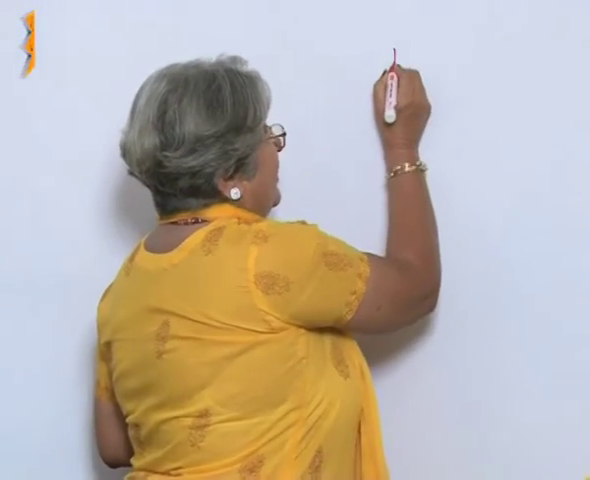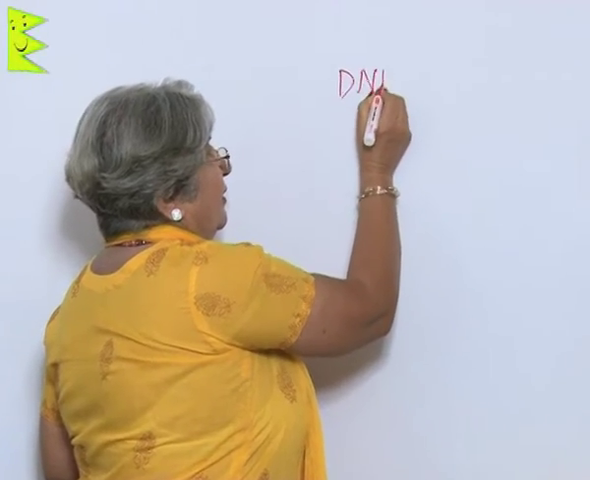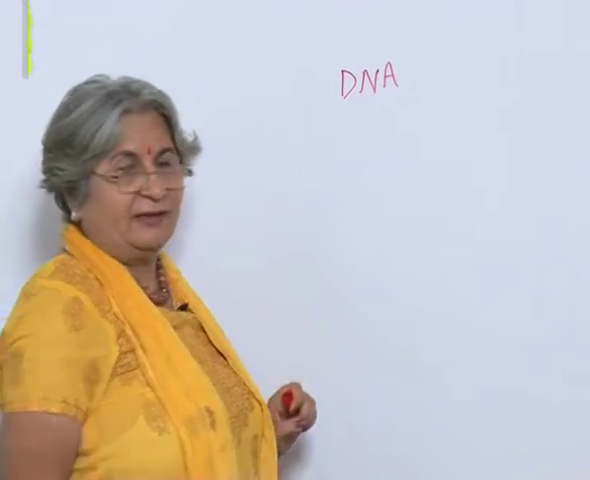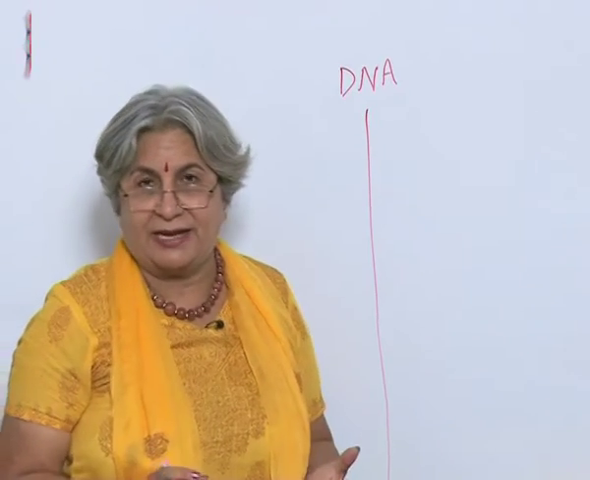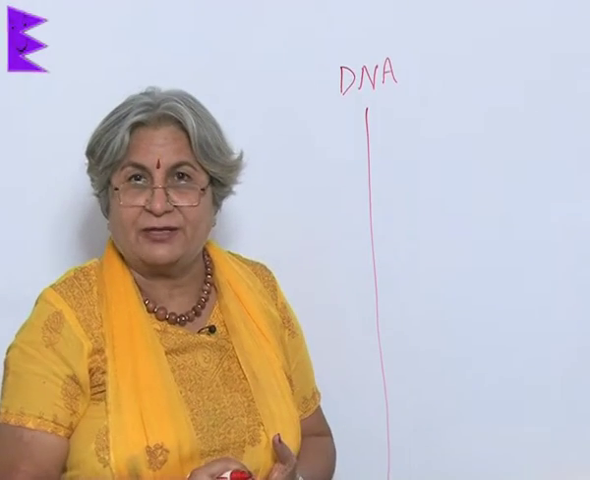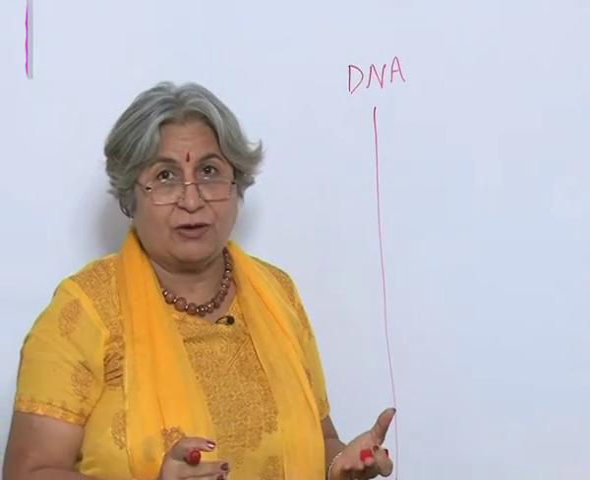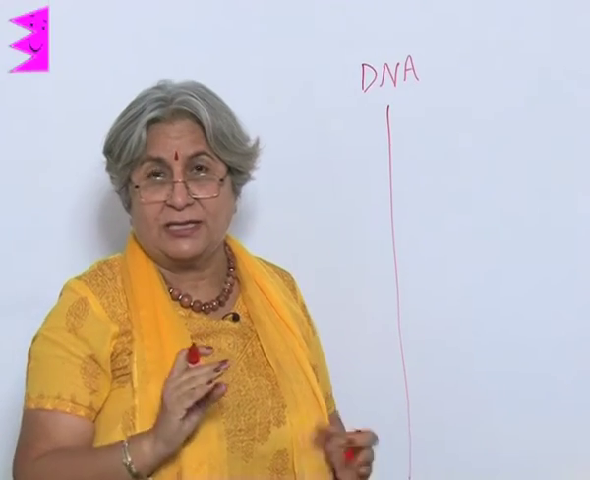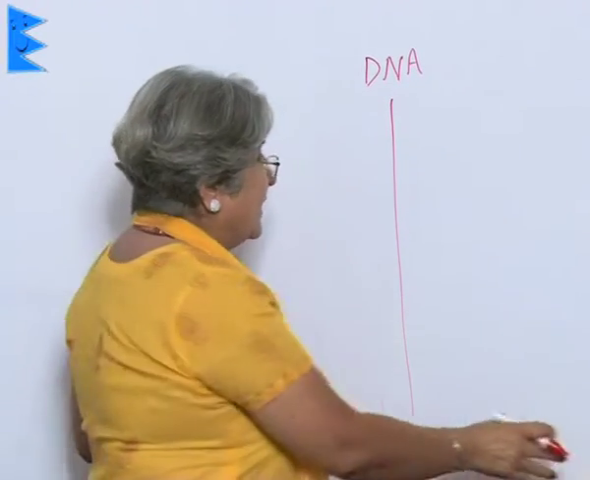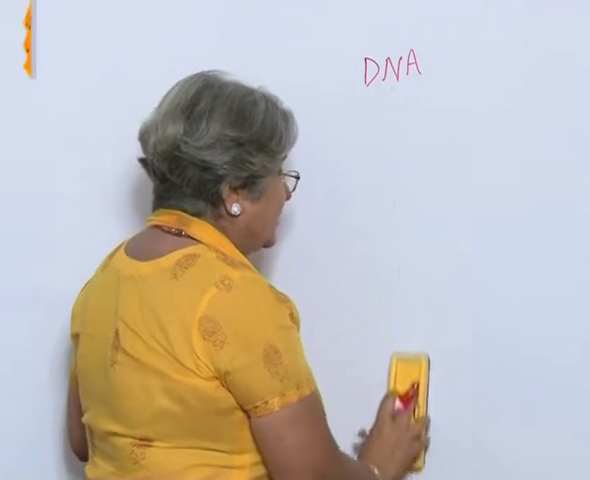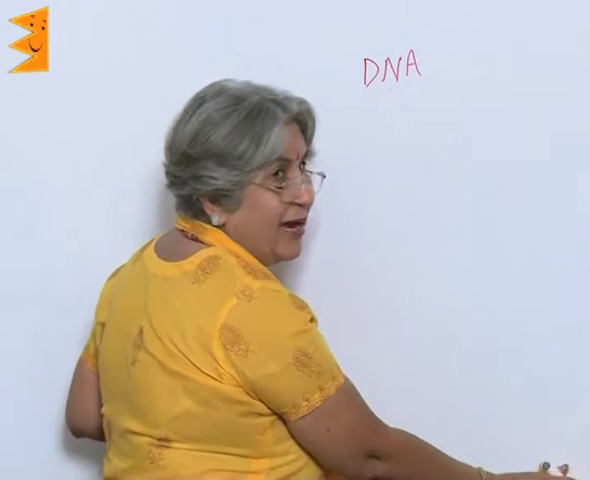The source of genetic information is DNA. Now, what is the shape of DNA? Is it one long strand? In that case, all the traits would be linked together. But we saw when we were studying the crosses that new combinations also appear, which means that genetic information is not just one long strand.